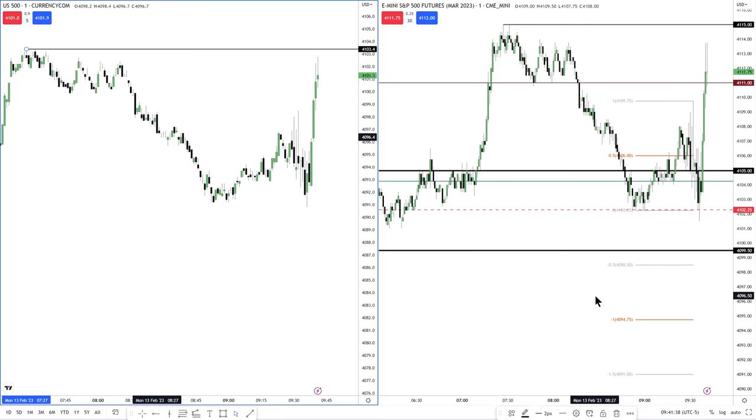But if we get above that 41.15, reject that and start to break down, then I would look for it to try to return back to Friday's closing price, because all of this right here could be just the Judas swing for the morning.